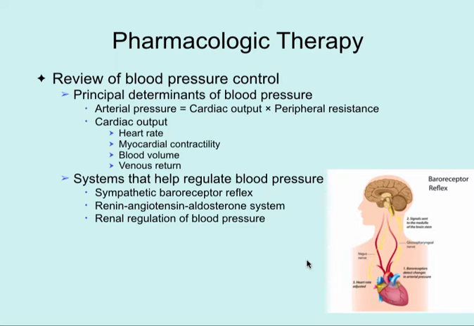Another system, actually two systems: your renin-angiotensin-aldosterone system and the renal regulation of blood pressure. These interact together. Your kidneys have a huge impact on your blood pressure, obviously, and the renin-angiotensin-aldosterone system also has that. A lot of this is through direct vasoconstriction of arteries and effects through the kidneys. So you can have differences in your blood volume, and a lot of that is regulated by your kidneys.